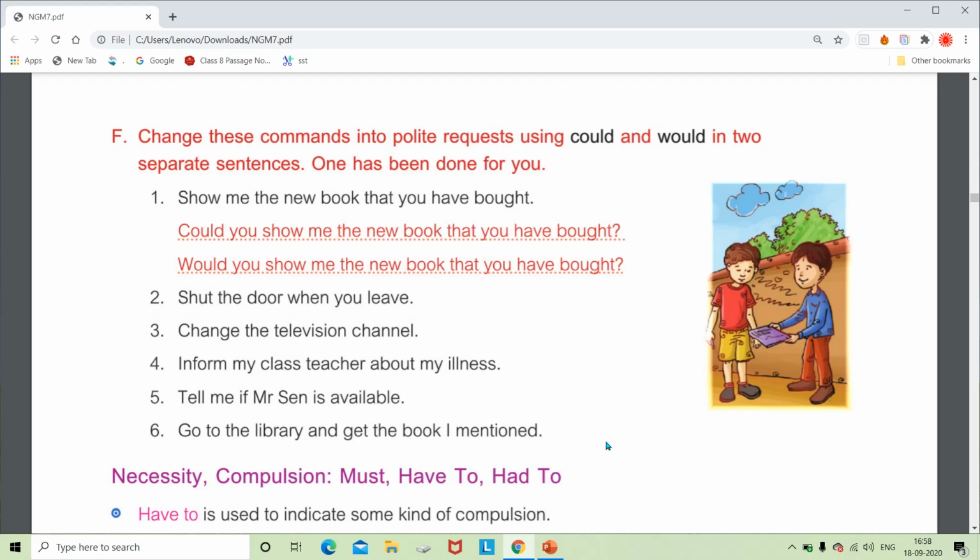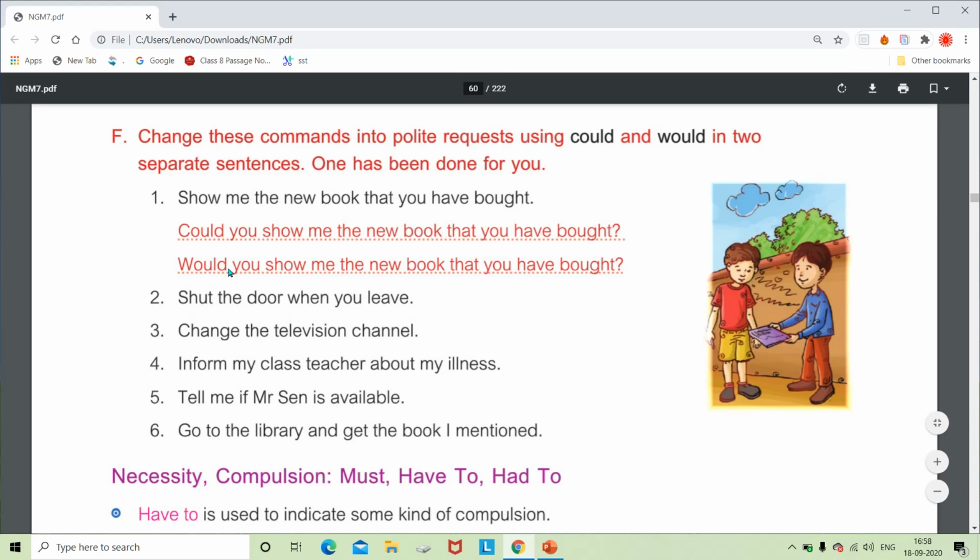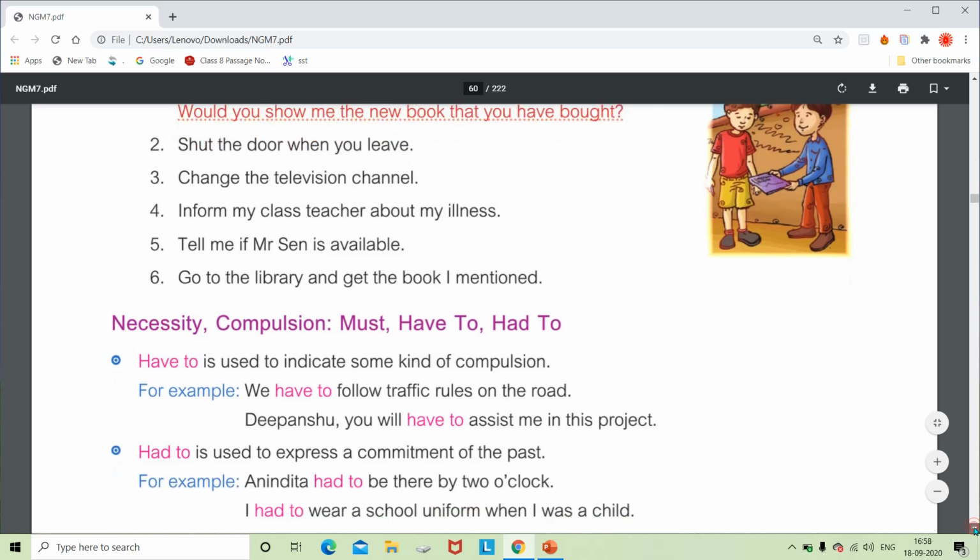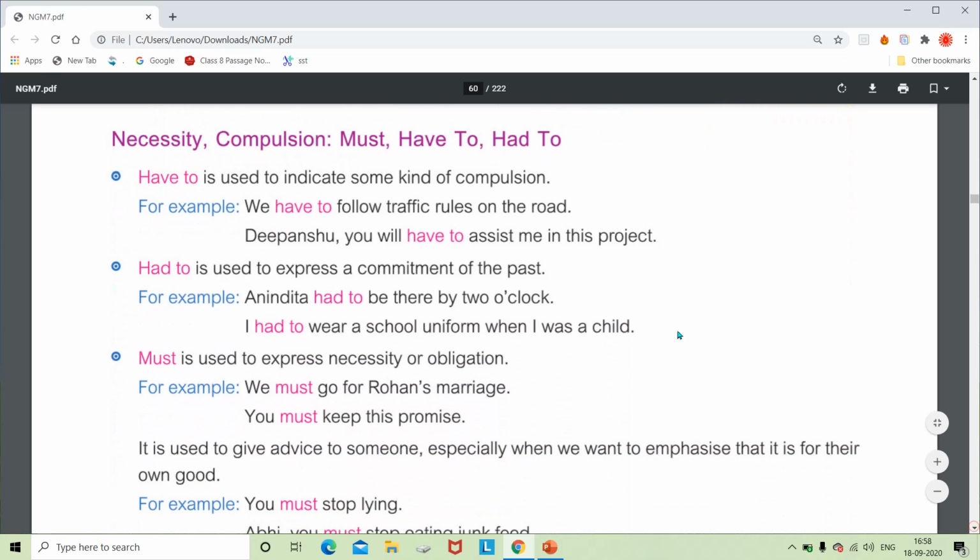So this is how we have to use could and would for making polite requests, and can is also used for making requests, but it is used for informal requests. Now after that comes must, have to and had to. Here all these three auxiliaries are used for showing either necessity or compulsion. Now let's understand it one by one.